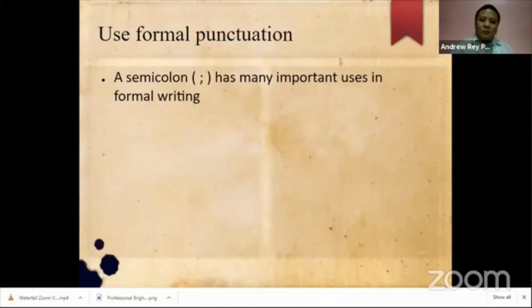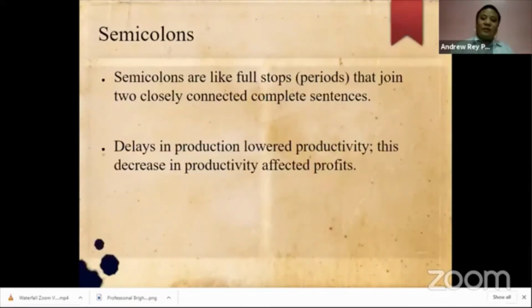Okay, we now go to the final part of writing a formal, shifting to a formal style. We need to use formal punctuation. Okay, a semicolon, the dot on top and the comma below, has many important uses in formal writing. Okay? Semicolons are like full stops. They're like periods that join two closely connected complete sentences. When those sentences are closely connected, it would be more formal to use semicolons. It also signals to your reader that those two sentences are closely related.